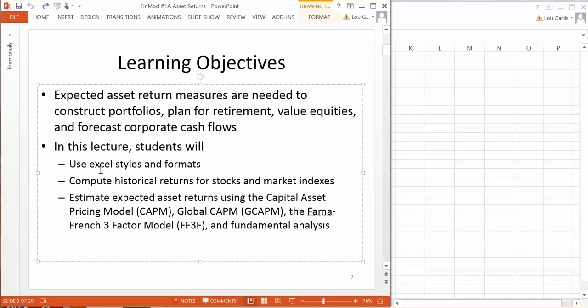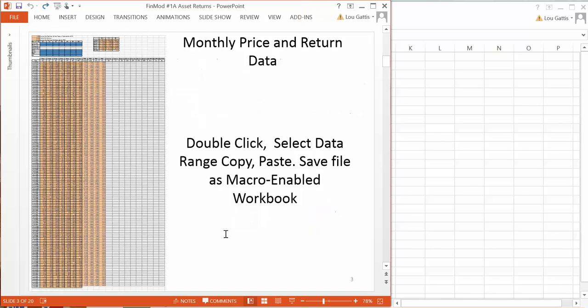So in this lecture, besides just using Excel styles and formats and manipulating calculations in Excel, we're going to compute the historical returns for stocks and market indexes using arithmetic and geometric return. We're then going to use several models to calculate the expected return of a stock or a fund. We're going to use CAPM, Global CAPM, the Fama-French three-factor model, and fundamental analysis.